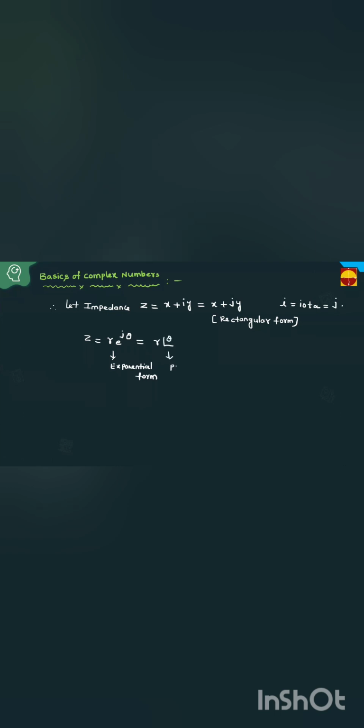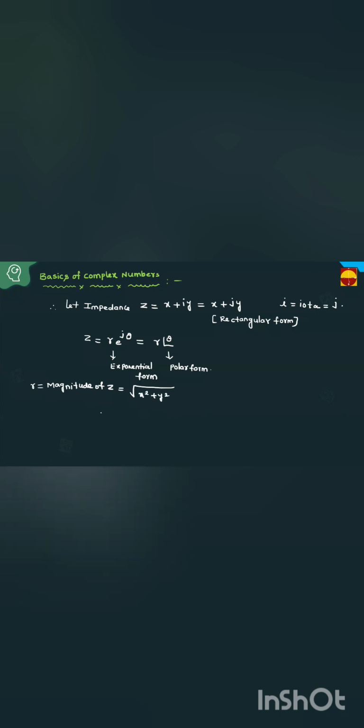What is this form, students? Polar form. R into e power j theta, R at angle of theta, that is in polar form. What is R here? R is the magnitude of Z, that is equal to square root of x square plus y square.